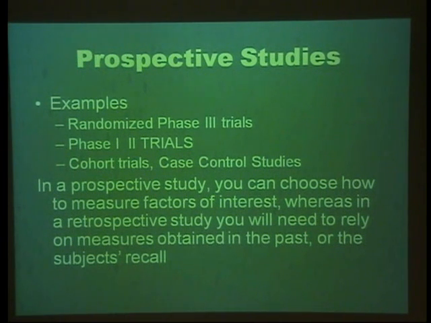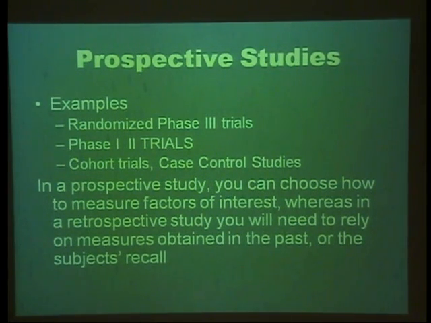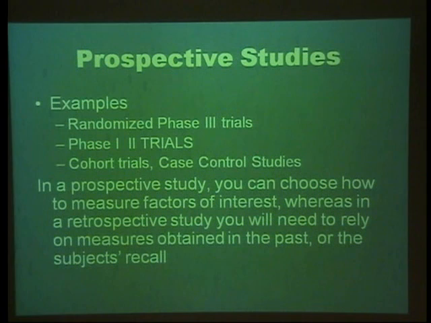Prospective studies, the examples are our usual randomized phase 3 trials, phase 1 and 2 trials, cohort trials where we follow a group of patients over time, case control studies where we start out with perhaps disease patients, and then we go and we prospectively find healthy patients and match them up and see what's different about them. Now, in prospective studies, there could be two kinds of studies. They could be studies where you make an intervention, or they could be studies where you simply observe.